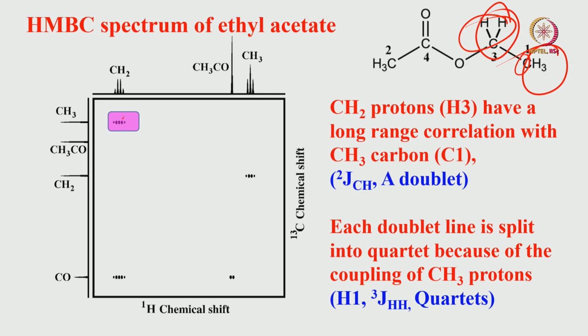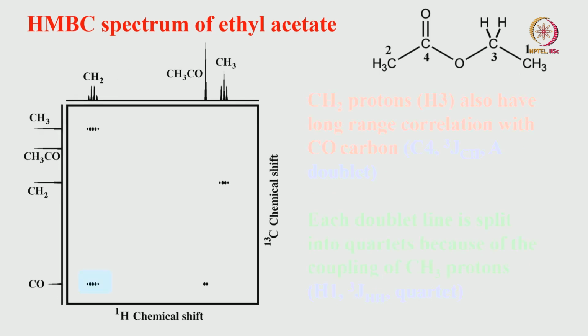See, it is doublet is here, and each line is a 1 3 3 1, 1 3 3 1, 1 3 3 1 overlapped here. It looks like a pentet. That is what happens. It is doublet of a quartet, is overlapped and appears like a pentet.